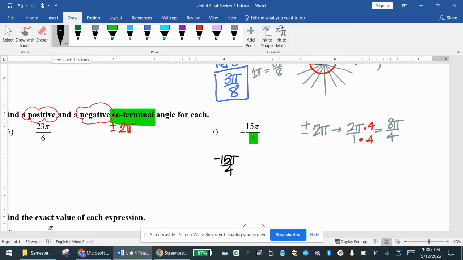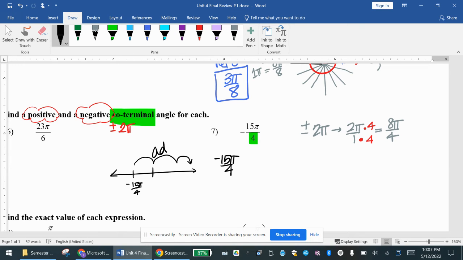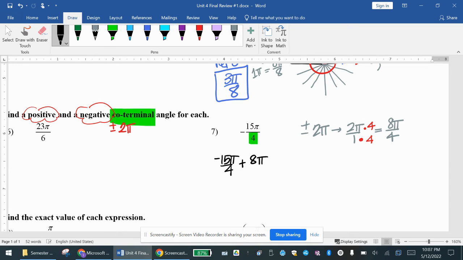So think about it, if you are starting at a negative value, right? Negative 15 pi over 4, let's just say it's here, and you want a positive, then you want to go this way, right? So you get a positive. So when you go to the right, you want to add to get a bigger value, a positive value. So I'm going to go ahead and add 8 pi over 4. Remember, they have to be like fractions. That's why I converted 2 pi to have a denominator of 4. All right, so negative 15 pi plus 8 pi over 4 is something over 4, right? So negative 15 plus 8 is negative 7 pi over 4.